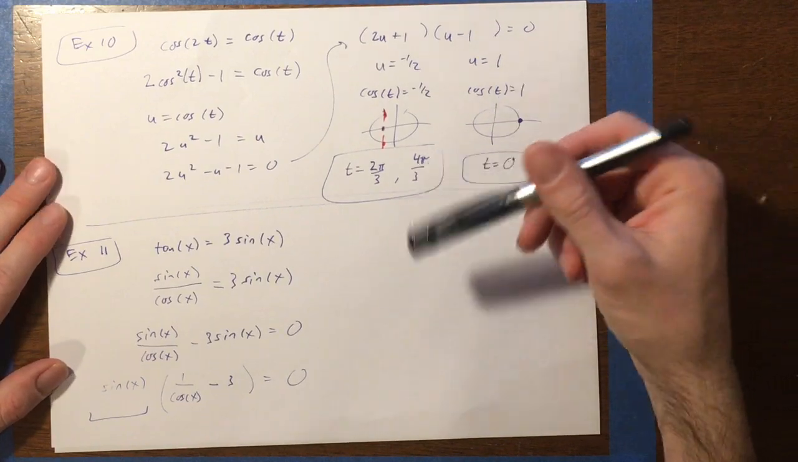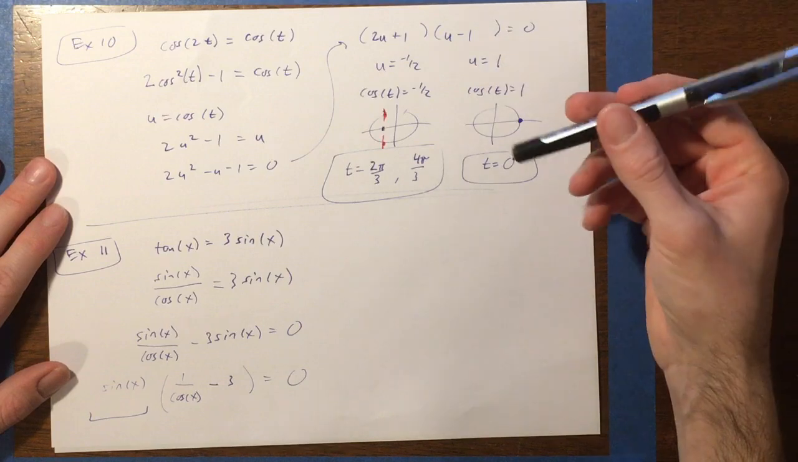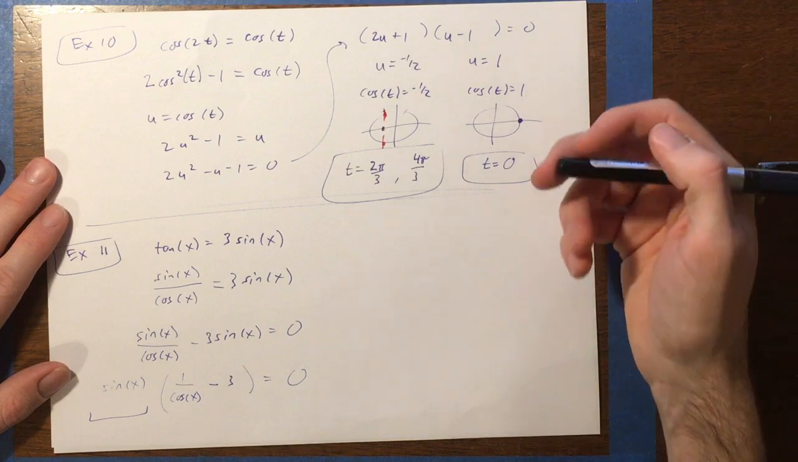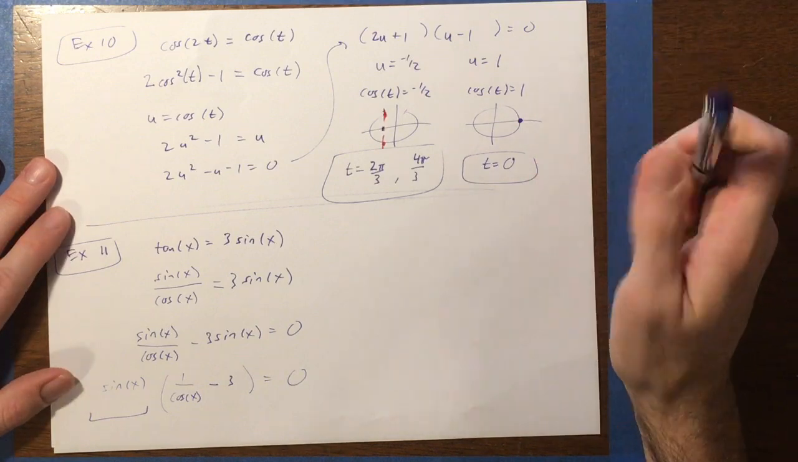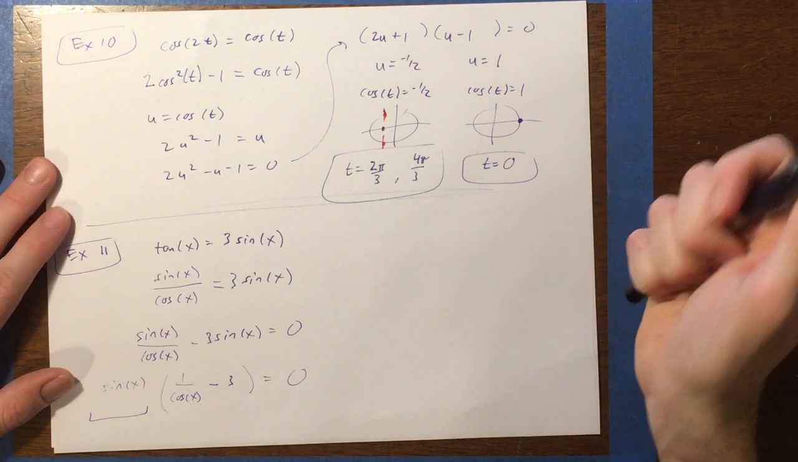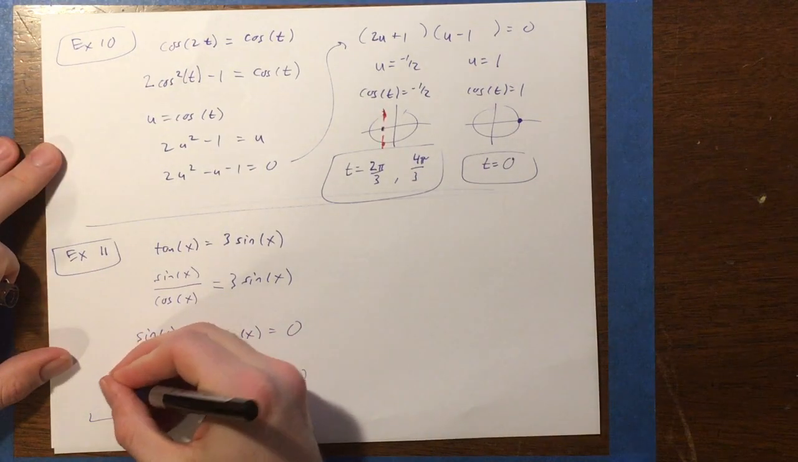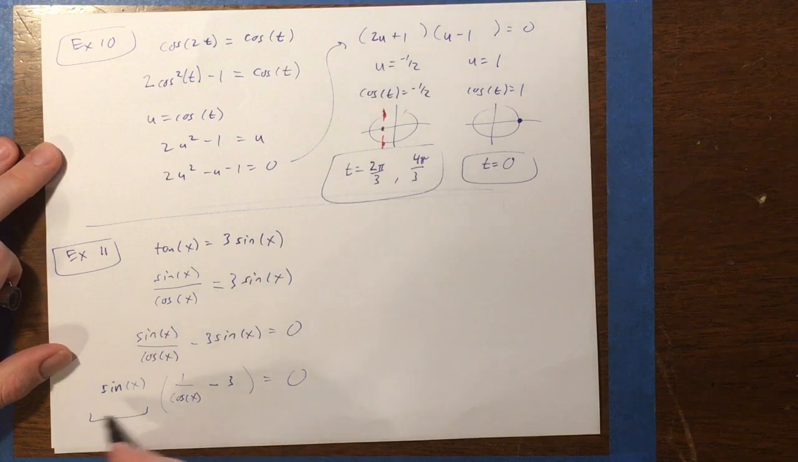I just recommend generally not dividing both sides and canceling by any expression that involves x. Never ever do that, just as a rule of thumb, because it does tend to cause problems in different types of problems in different situations. So instead, it's better to factor. So we factored out sine of x.